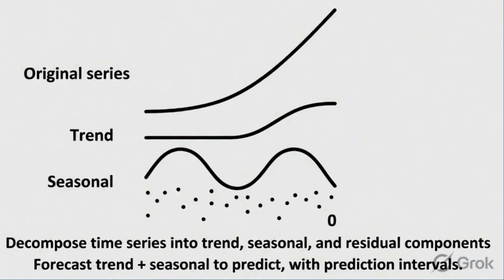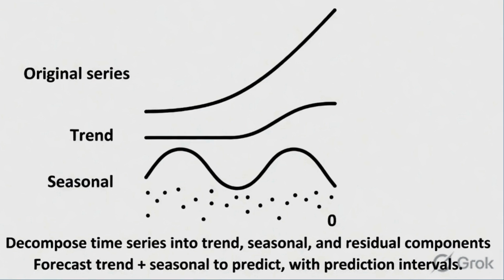The bottom text says it all. Decompose first to separate these pieces, then forecast trend plus seasonal forward. Predict future values with confidence bounds on the residual. Why this matters? Anomalies hide in the residual. Once you strip away trend and seasonality, spikes stand out clearly. Forecasting becomes reliable. You predict the predictable parts and add uncertainty only where noise lives.